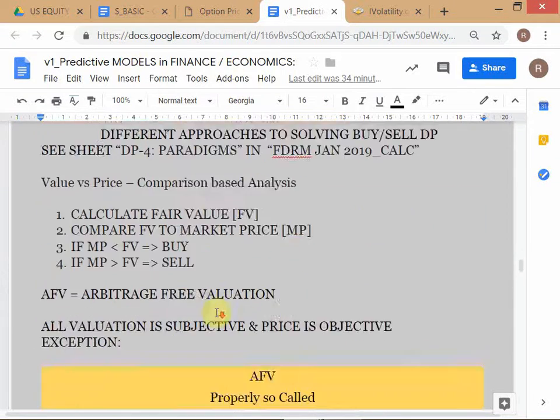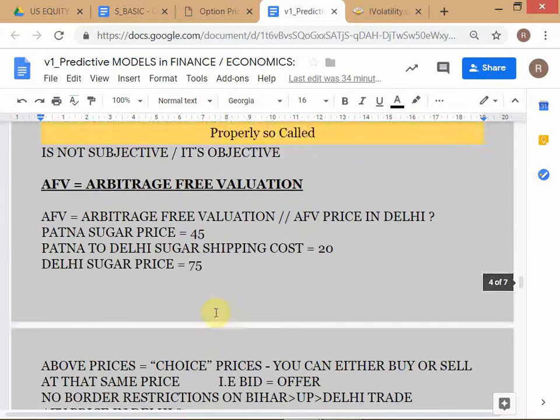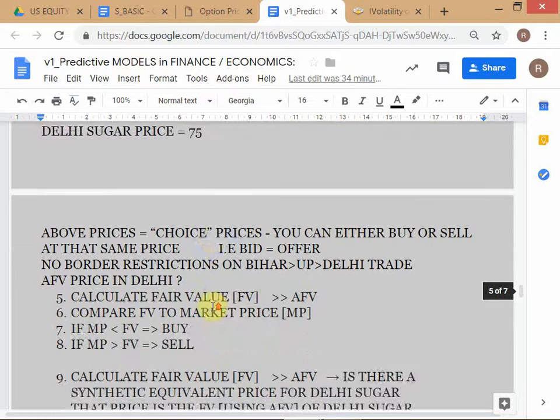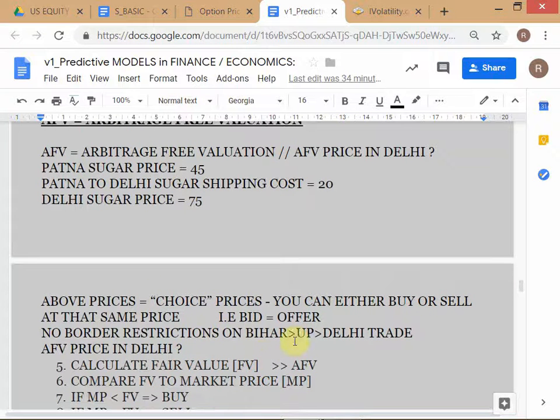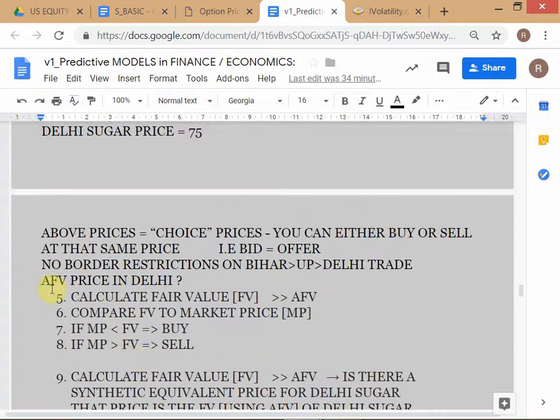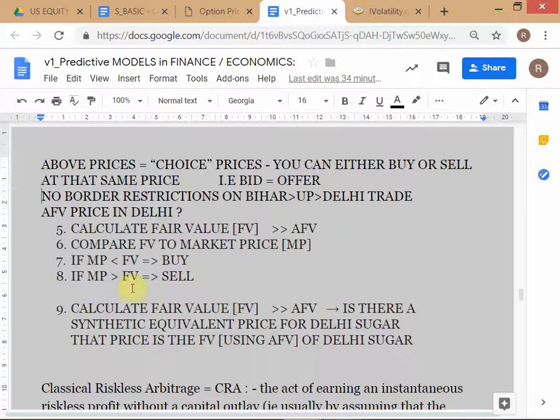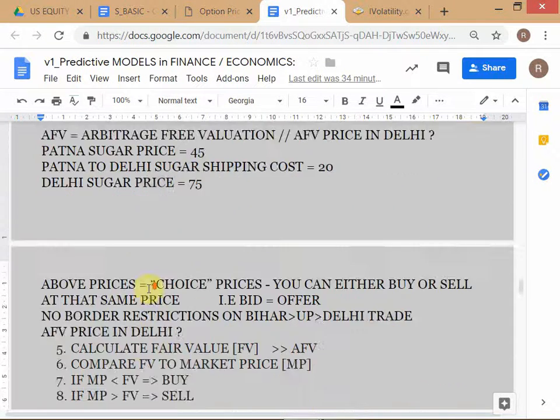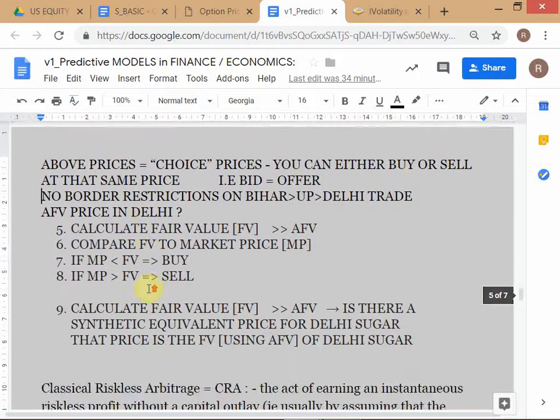Now we'll go back to our discussion on arbitrage free valuation to complete the discussion. I have added the Bihar part of the border restrictions. First let's understand what we did without any border restrictions, no restrictions on interstate trade. Then what we have is the fair value, where are all the prices? 45, 20 and 65.